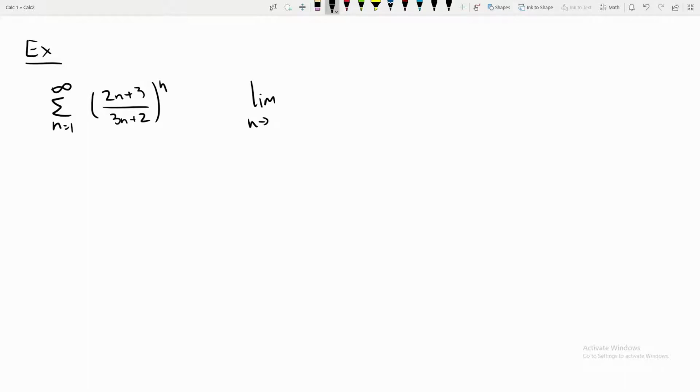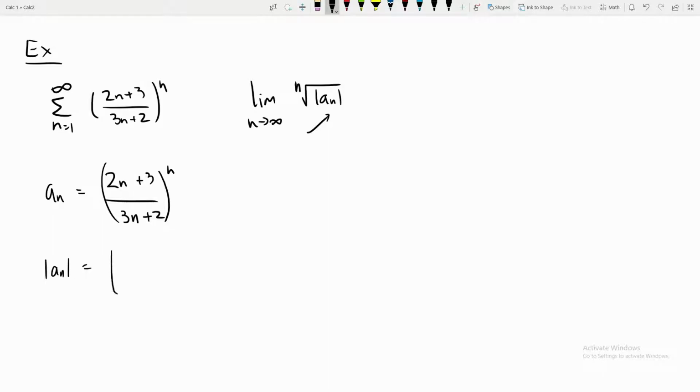So the root test tells us to compute the limit as n approaches infinity of the nth root of the absolute value of a of n. So first, let's find what a of n is. So a of n is equal to all of this stuff right here inside of the sigma sign. So basically it's 2n plus 3 over 3n plus 2, and all to the power of n. So now we need to find the absolute value of a of n, and in this case, it's just going to be the absolute value of all of this.